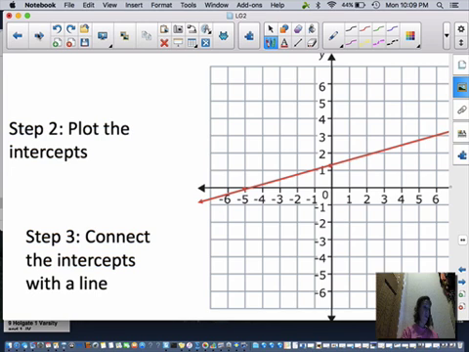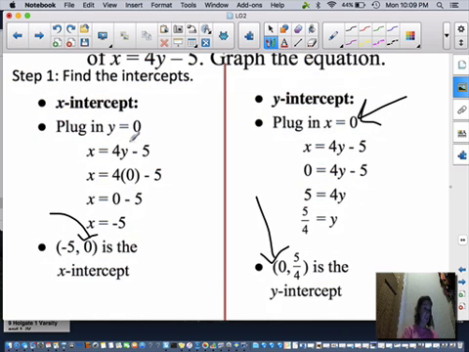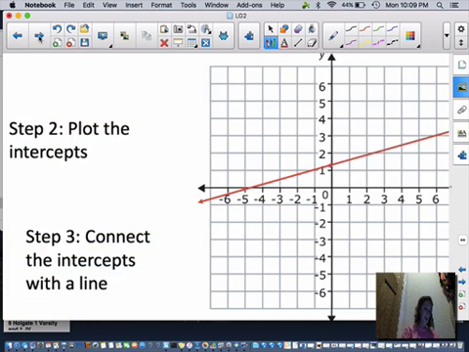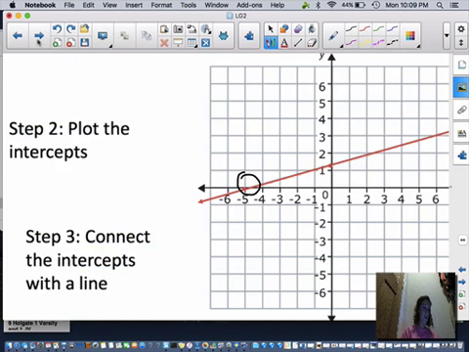Okay, so then we go ahead and plot our points. Going back to our x-intercept, we found that our x-intercept is negative 5, 0. So going to my graph, negative 5, 0 is right there. We solved for our y-intercept to be 0, 5/4. Okay, so 5/4, 4/4 is 1, so 5/4 is just above 1. So 0, 5/4 is right here. So we plotted our points, and then you connect your intercepts with a line.